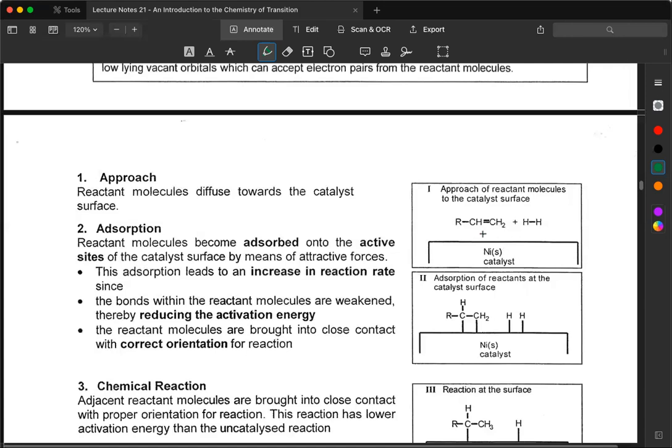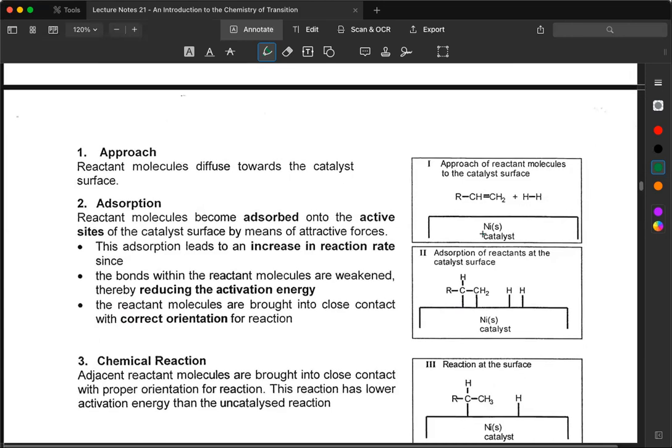All right, so this is a very typical hydrogenation reaction you learn in organic chem. Alkenes reacting with hydrogen using nickel as a catalyst. So nickel is the heterogeneous catalyst providing the surface for the reactant molecules to come together. The reactant molecules will then become adsorbed onto the active site of the catalyst by means of attractive force. This adsorption will lead to an increase in reaction rate because the bonds within the reactant molecules are weakened, which reduces the activation energy.